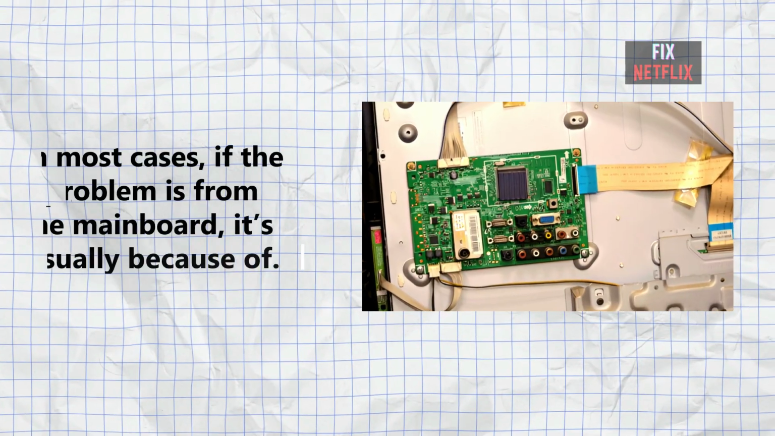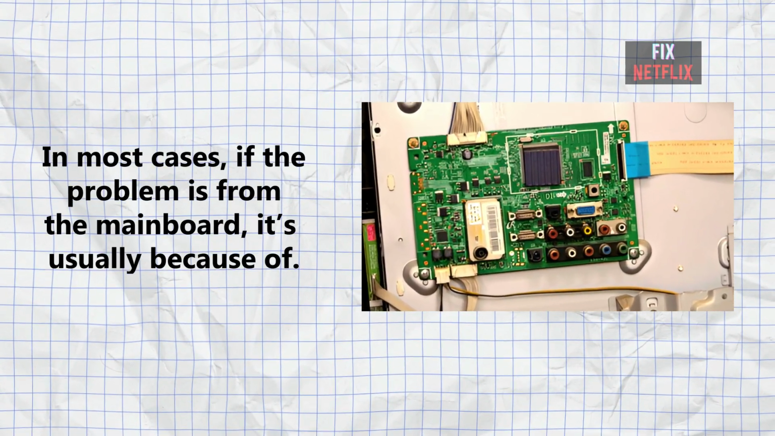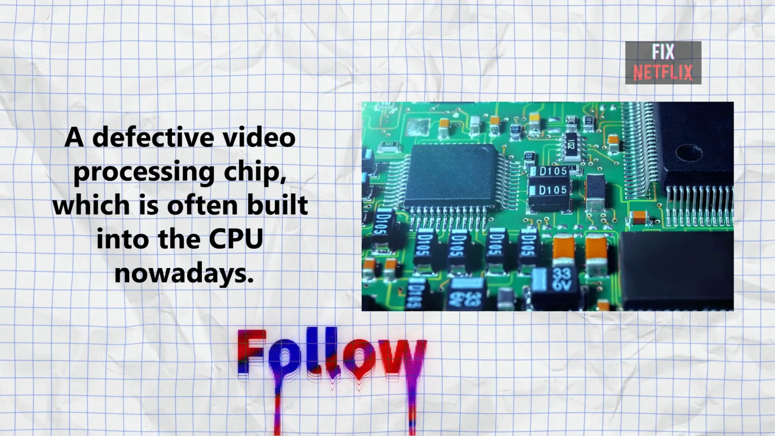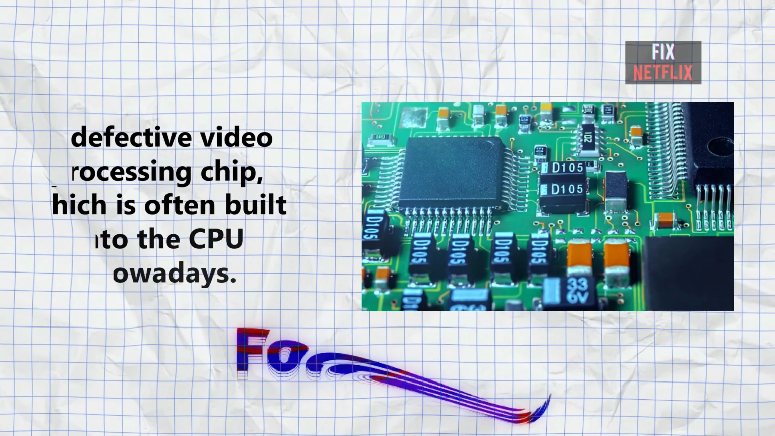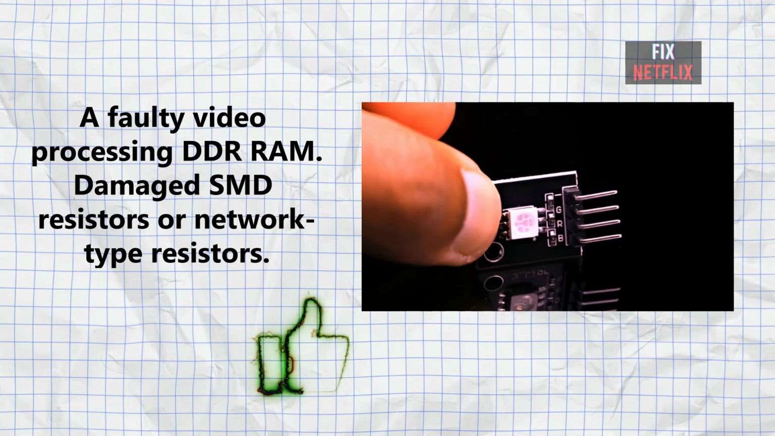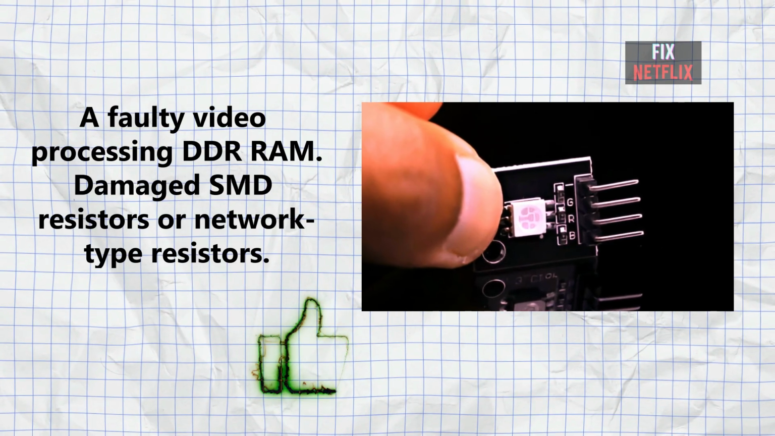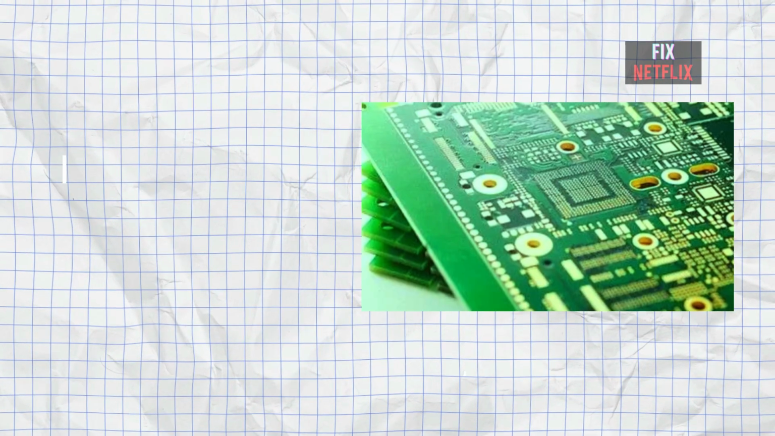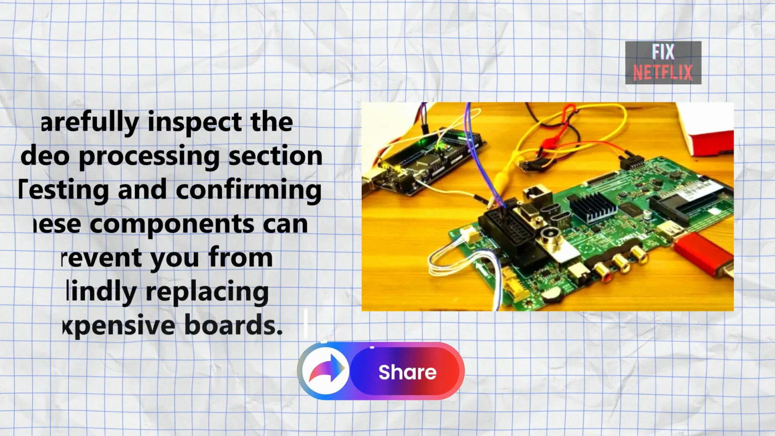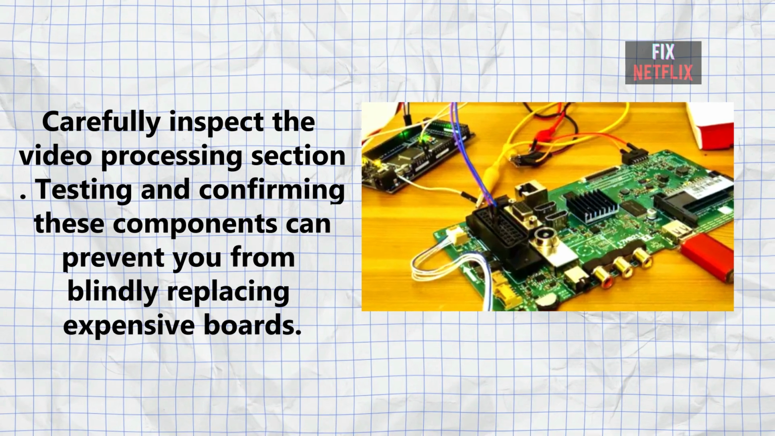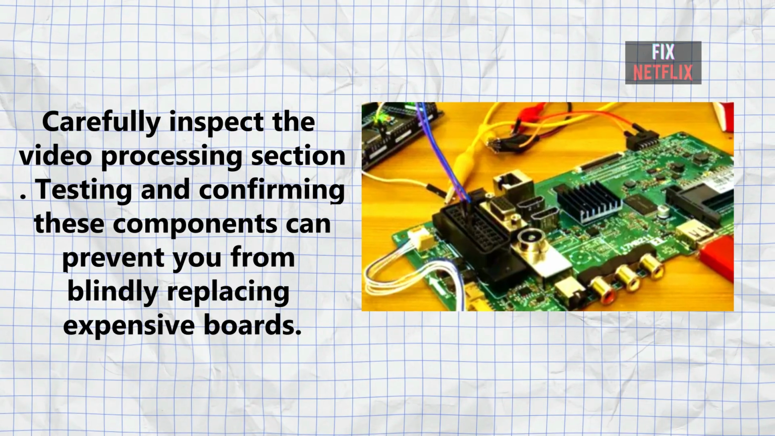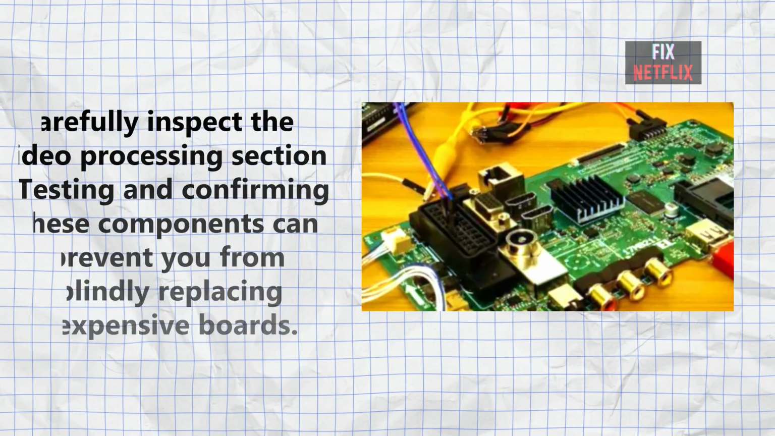In most cases, if the problem is from the mainboard, it's usually because of a defective video processing chip, which is often built into the CPU nowadays, a faulty video processing DDR RAM, damaged SMD resistors or network type resistors, or broken circuit line loops in the mainboard. Carefully inspect the video processing section. Testing and confirming these components can prevent you from blindly replacing expensive boards.